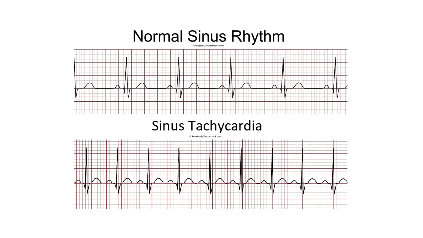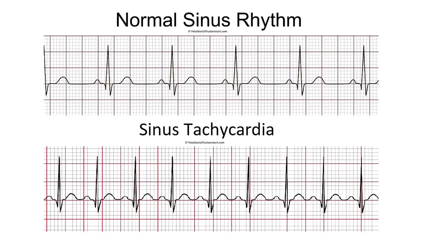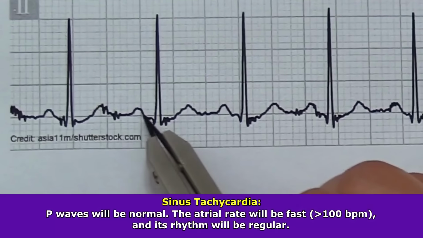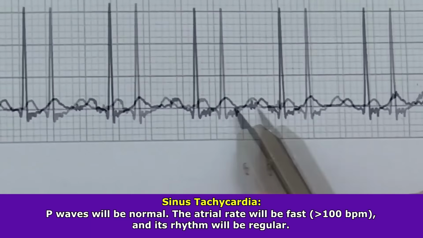When you go to look at the rhythm on the ECG, you're going to see that it has all the normal findings within the waveform as normal sinus rhythm, but it's going to be fast. You're going to see that it has normal P waves, and our P waves tells us about the atrial rate and rhythm.